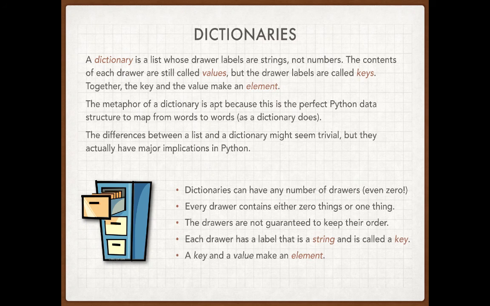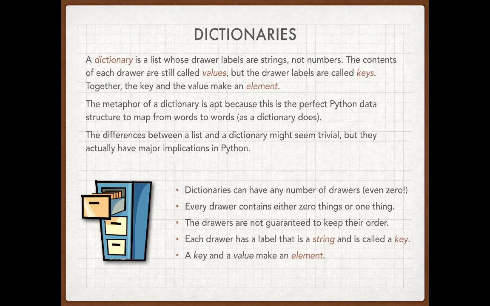Now, I said that these are kind of like siblings, and that's really true, but it's really important to remember what the differences are between a list and a dictionary. So here's what's up. Dictionaries, like a list, can have any number of drawers, even 0. They're filing cabinets just the same way that lists are. Every drawer, just like a list, a dictionary drawer can contain either 0 things or 1 thing.